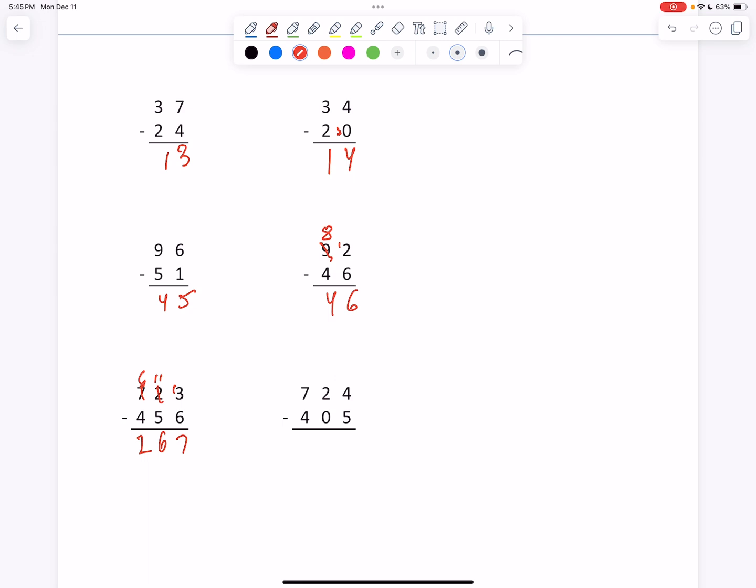And 4 minus 5 we can't do either here, so we'll cross out the 2 and make it a 1. 14 minus 5 is 9. 1 minus 0 is 1. And 7 minus 4 is 3. So that covers the basics of subtraction and the borrowing and understanding what we're doing with the borrowing.